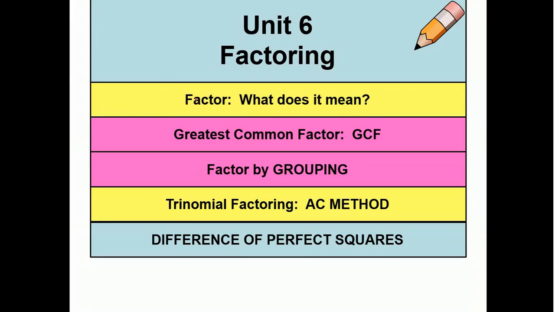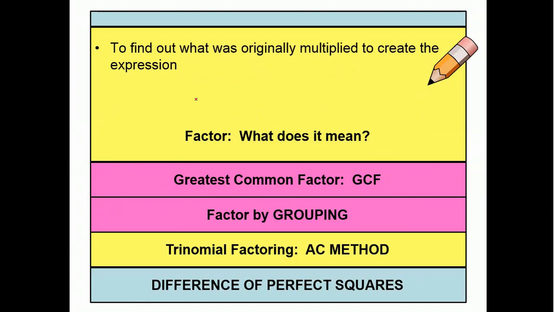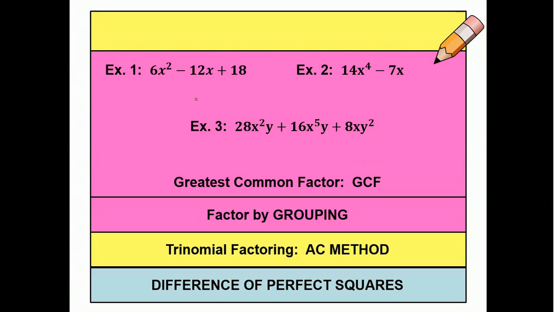So here's that really cool foldable we made in class today. Open your first tab to factor. What does it mean? Open that top flap. To factor means to find out what is originally multiplied to create the expression. Basically, you're undoing the multiplication process. So that's what it means to factor. Basically, it's dividing away something. So the very first thing we're going to look at is greatest common factor.